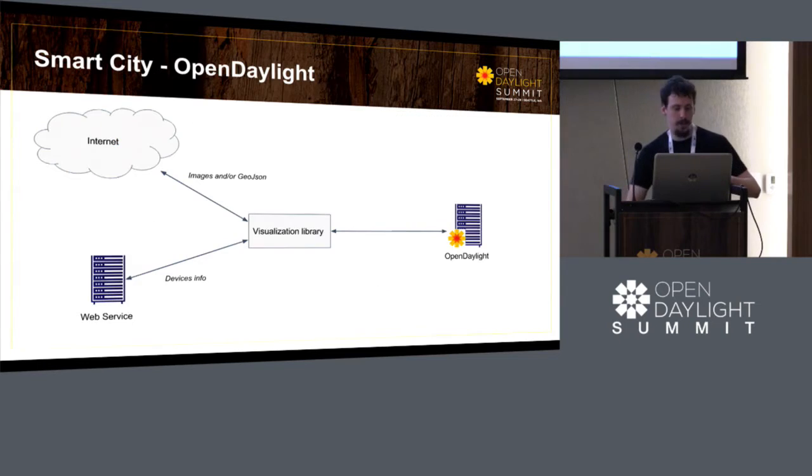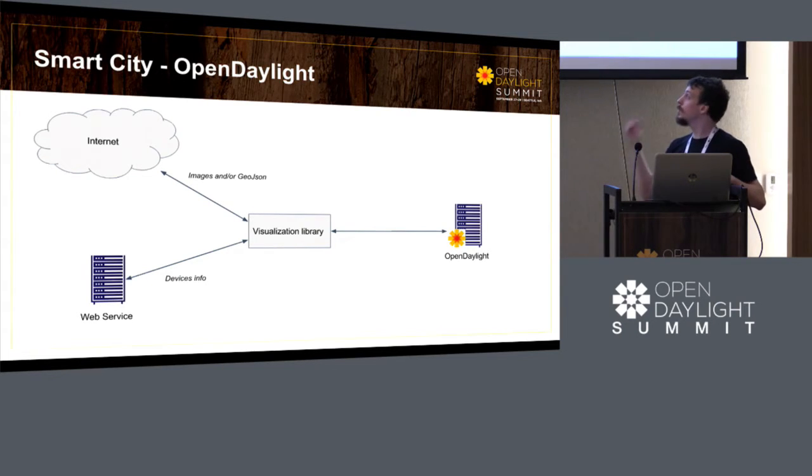So if we look at the big picture of what it should look like, you should have your application. You will fetch your image and GeoJSON information from the internet to be able to have your map and your building, if you decide to use the simplest building API. And you can also use the web services for the device info to be able to get the model for your building or your devices. And you can also include some metadata with your devices.